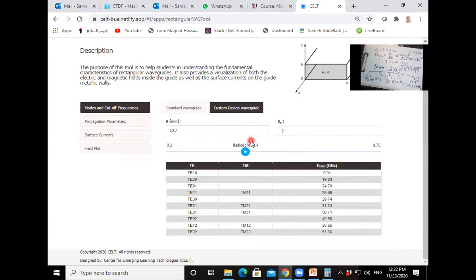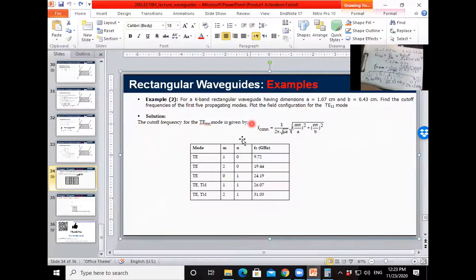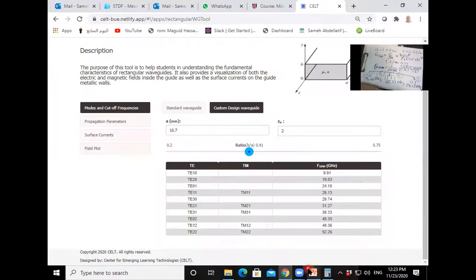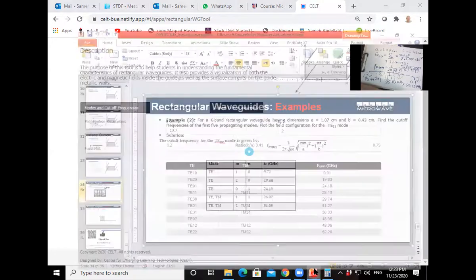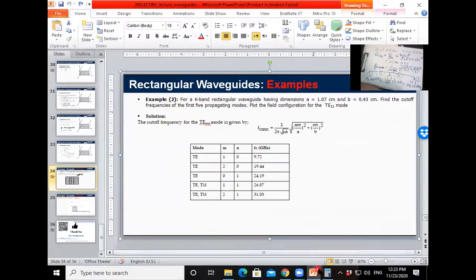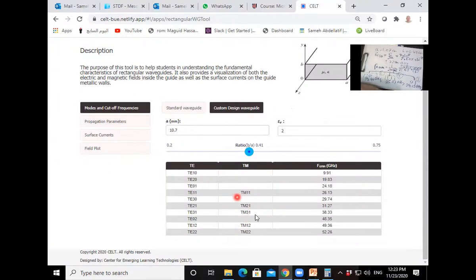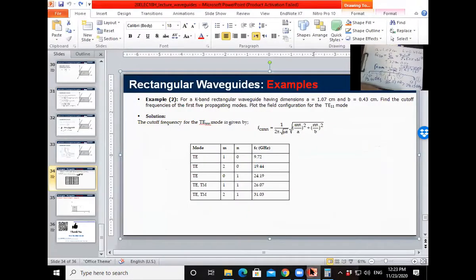The ratio here is not typically 0.4, so maybe I try to shift it to something like that. Okay, as you can see, the values start to get closer and closer for higher modes. So this is for epsilon r equal to 2, and these are the values here. The first mode is the 1,0 mode. Then the second mode is the 2,0 mode. And then the third mode is the 0,1 mode. And finally, the fourth mode is the 1,1 mode, as you can see here.